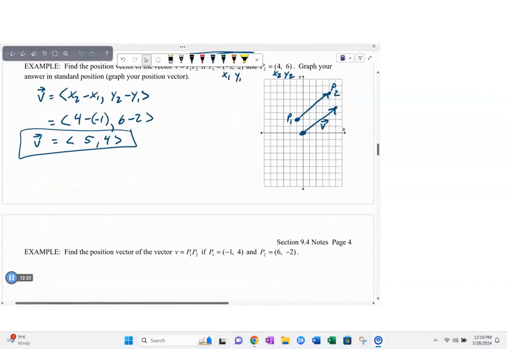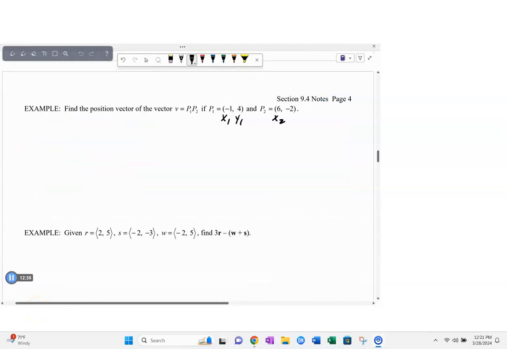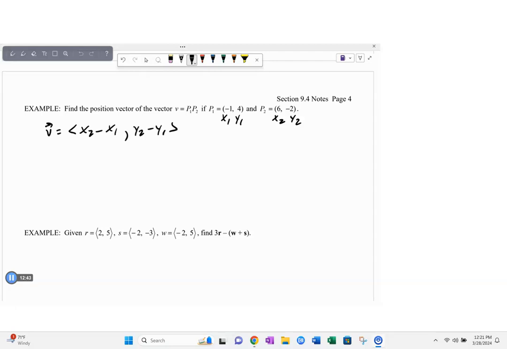Why don't you guys do the second one, our position vector. It is 6 minus a -1, comma, -2 minus 4. So we've got 6 plus 1, -2 minus 4, 7, -6. As you guys mentioned, there's our position vector.